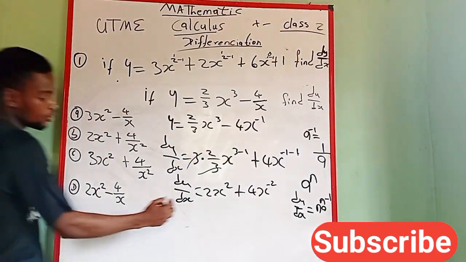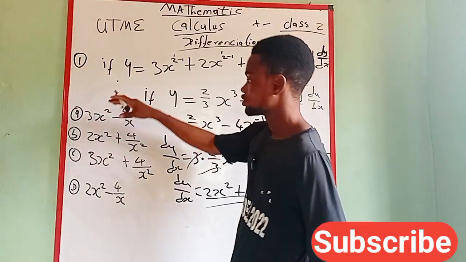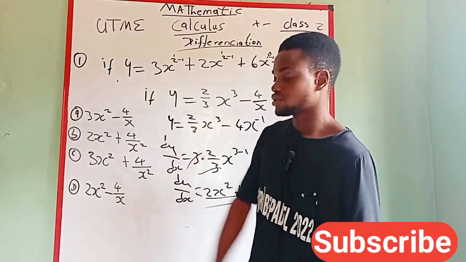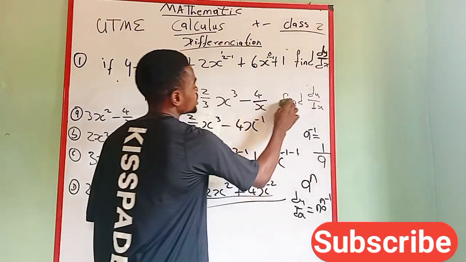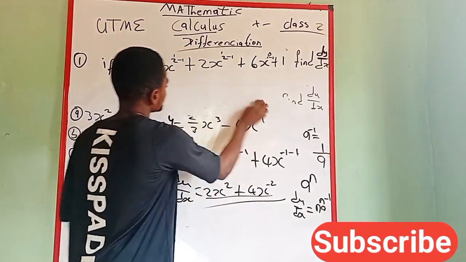Now here, this is our what? Final answer. But if you look at the option, you're going to see a different thing which we have as this fraction. So because of that, we need to still convert this, like using the law of indices. How can we convert it? Using the law of indices.